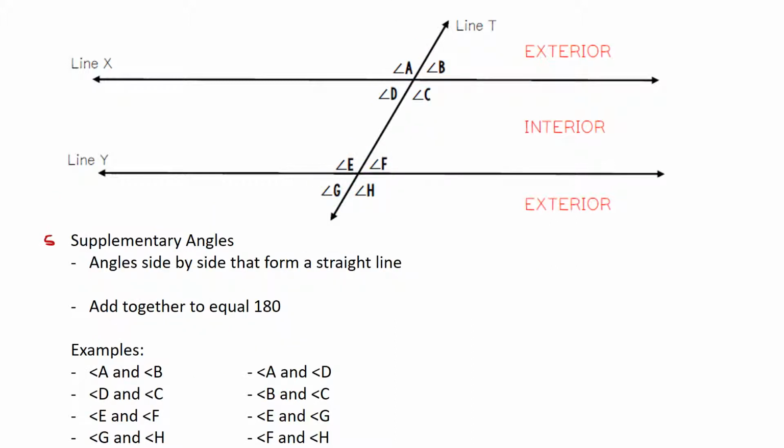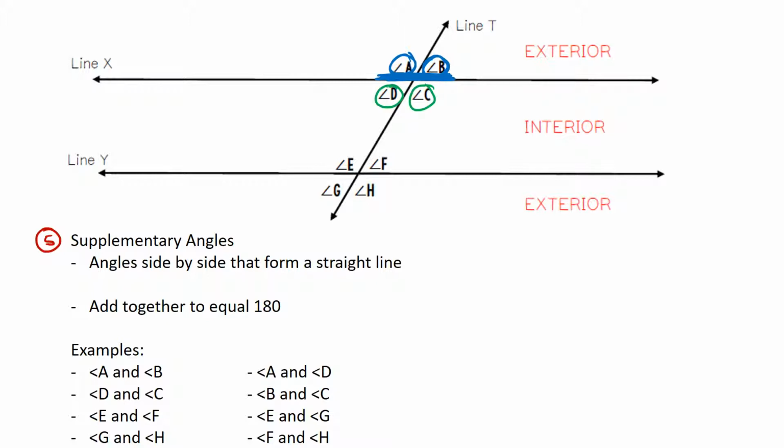Our last vocabulary term is the term supplementary angles. Supplementary angles are angles that are side by side that form a straight line. There are lots of examples. Side by side could be A and B. They are side by side, and I can draw a straight line between them.